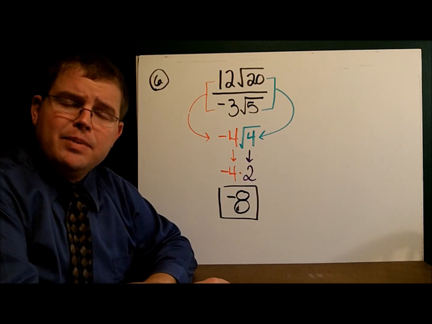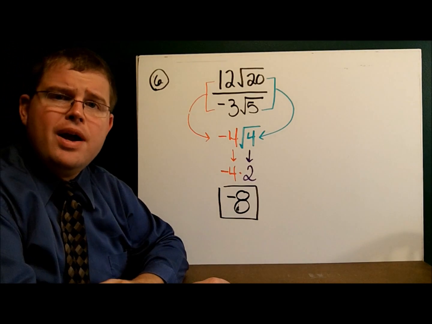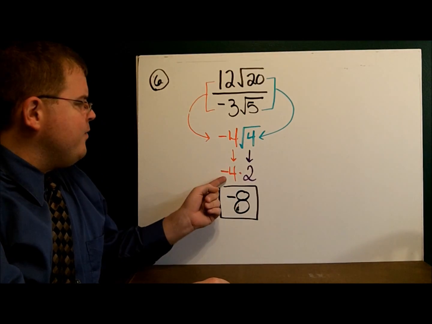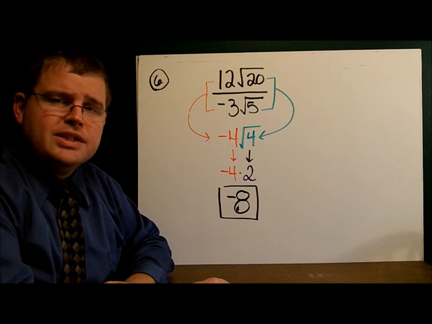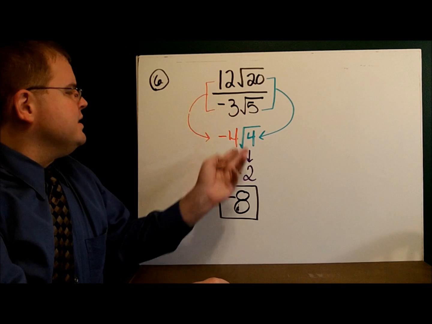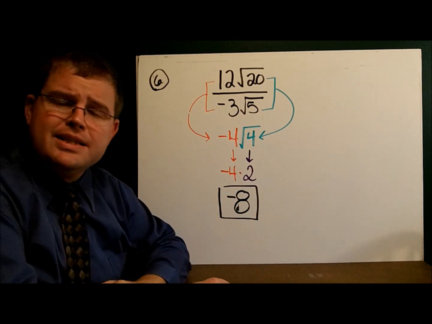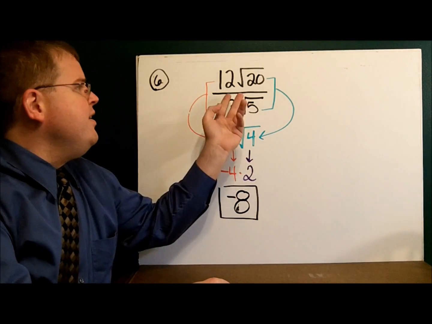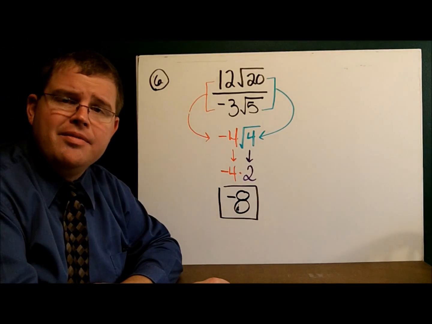The final step is to simplify the square root. Well, this is already a perfect square. The square root of 4 is 2. So we have negative 4 times 2, negative 8. The result, the quotient, is negative 8. So when I divide these two numbers, that's what I simplify to. Remember, you can check by putting these into your calculator. If you type this in, it should come out to be negative 8.